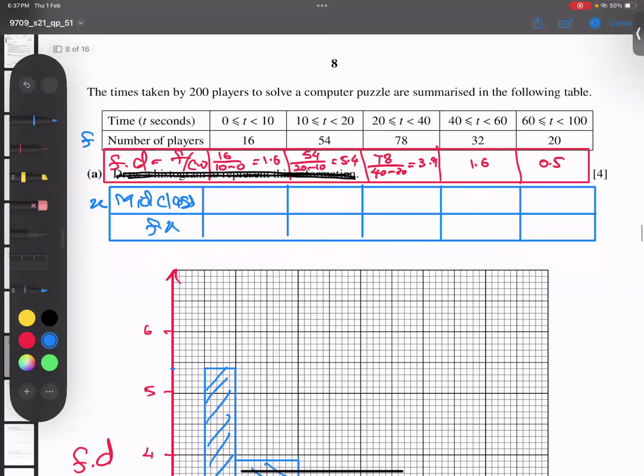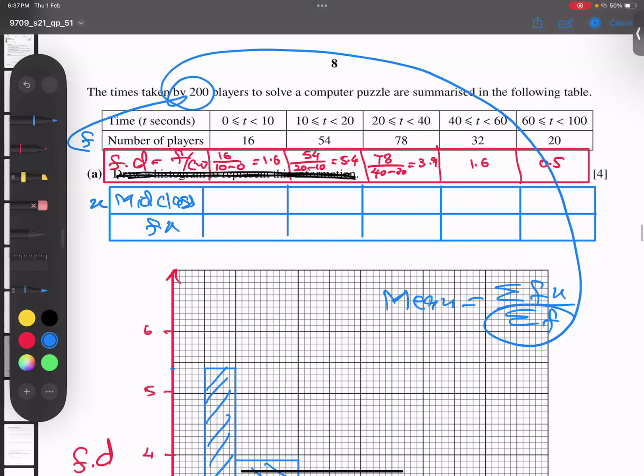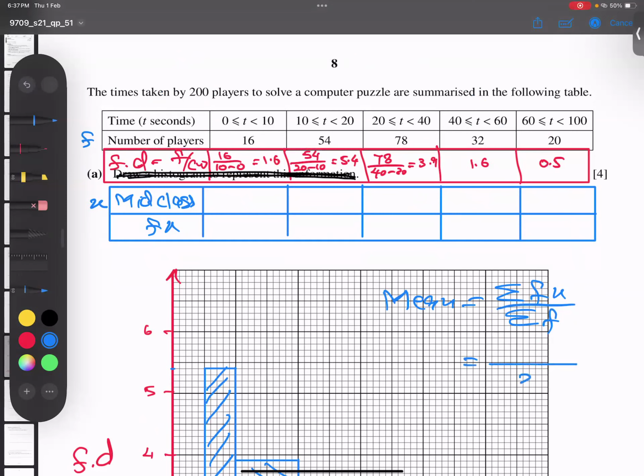Logically, the mean formula, all of you know it, what do we have? Sigma Fx divided by sigma F. Sigma F is very clear, 200, because if you add all the values you get 200. So this is not a hard job. But how do we get Fx? First of all, I need a column titled Fx. How do we get X, the mid class?